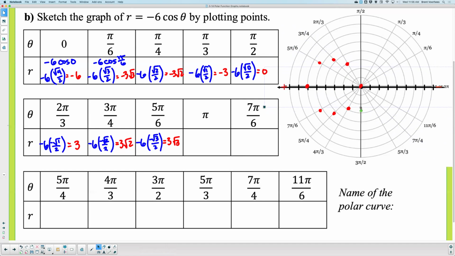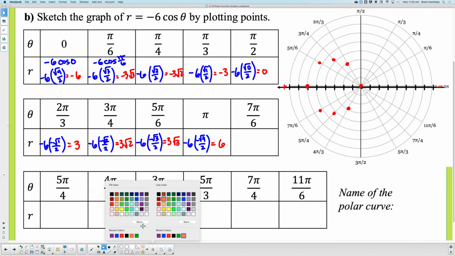What value should we get at pi? Will it be a positive number or a negative number? At pi, should we be moving towards pi or away from pi? Towards. We should get a positive number. The reason it's positive is because it's negative 6 times the negative square root of 4 over 2. Negative square root of 4 over 2 is negative 1. Negative 6 times negative 1 gives us the positive 6 value. From here, if you wanted to add in your circle, go for it. Just try to connect your dots as best you can to create a circle there.